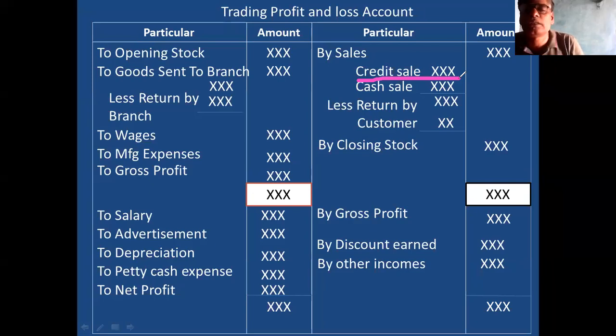In the second method, debtors account is essential for credit sale.